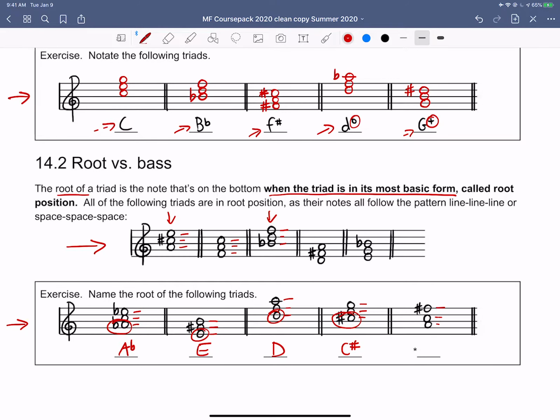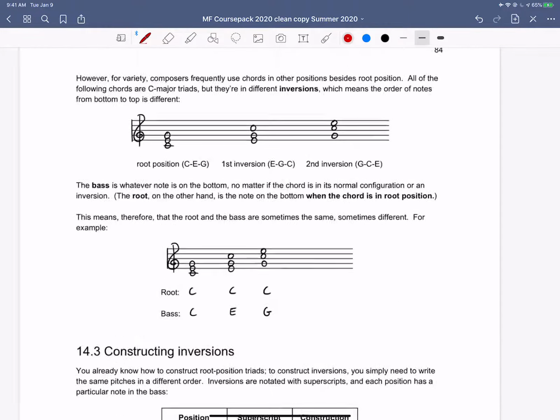Space note, space note, line note. So this is not in root position. So you cannot assume that the bottom note is going to be your root. So your answer here is simply not A. It's not that note there. If you were clever, you perhaps figured out that F sharp is indeed the root. We're going to cover that method a little bit later in this chapter. But for right now, just know that the root is the bottom note when you have that triad in root position. If it's not in root position, all bets are off. So let's go to the next page.